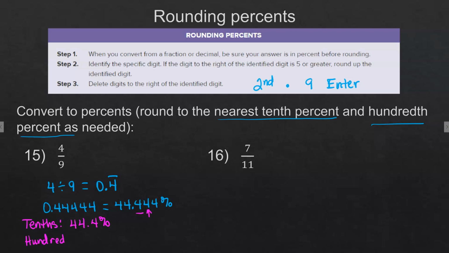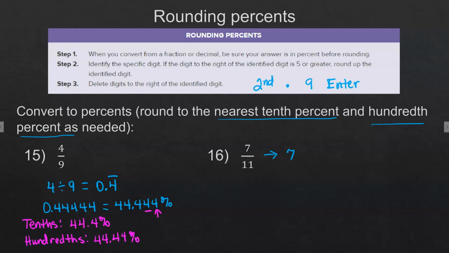And then to the hundredths, we have to go one place more to the right, right? So for the hundredths, I'm going to be looking at this place value and what's to the right of that, which is still a 4 since we had a repeating 4. And so it's 44.44% to the nearest hundredth percent, right? So you want to put it in percent form before you round, and that will make it go much smoother.